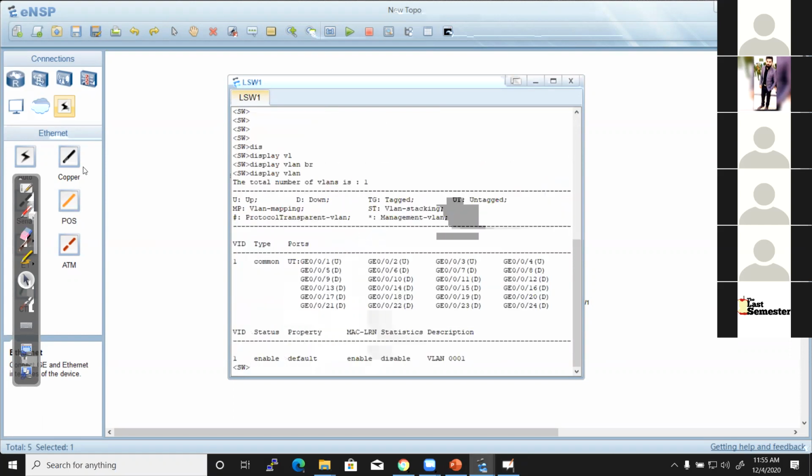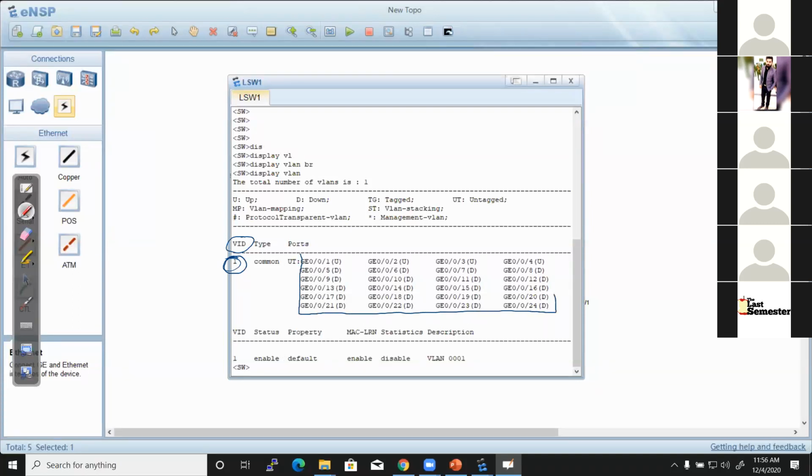So you can see there is one VLAN by default, VLAN ID 1. And you can see all the 24 ports are members of VLAN 1 by default. And this is called one broadcast domain. That's why all the devices can communicate with each other.